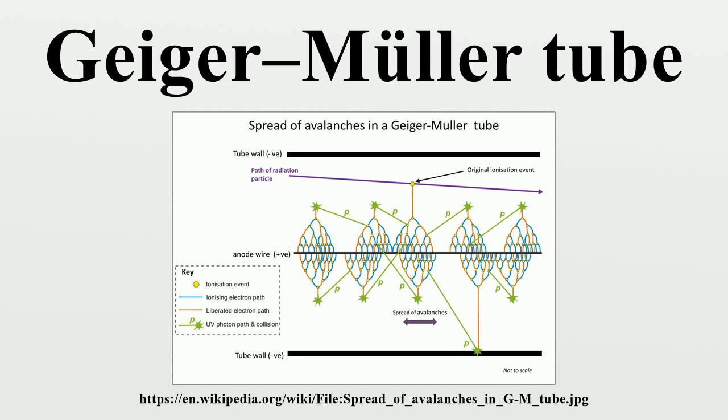Principle of operation. The tube consists of a chamber filled with an inert gas at low pressure. The chamber contains two electrodes, between which there is a potential difference of several hundred volts. The walls of the tube are either metal or have their inside surface coated with a conductor to form the cathode, while the anode is a wire in the center of the chamber.